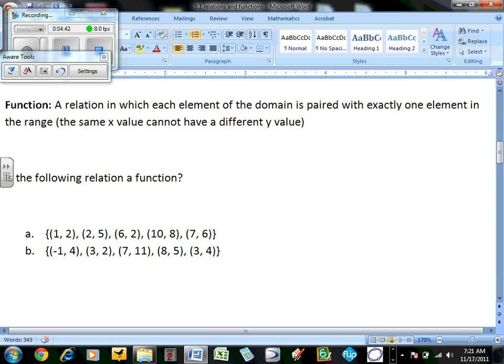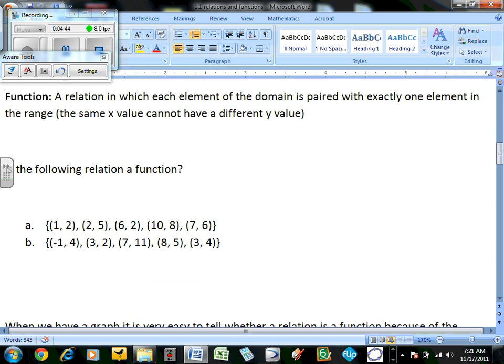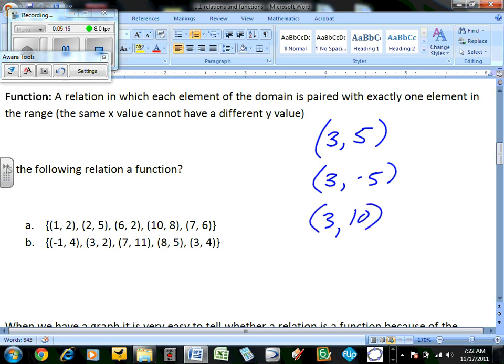Now, a function. A function is a relation in which each element of the domain is paired with exactly one element in the range. The same x value cannot have a different y value. So if I have a list of ordered pairs, say the ordered pair (3, 5), and it's a function, every time I plug 3 in, I better get 5. If it's not a function, I can plug 3 in and get, like, -5, or I can plug in 3 and get 10. I could get different answers for my y value.